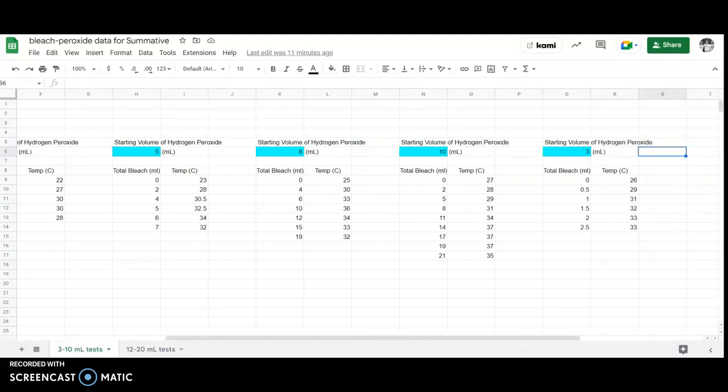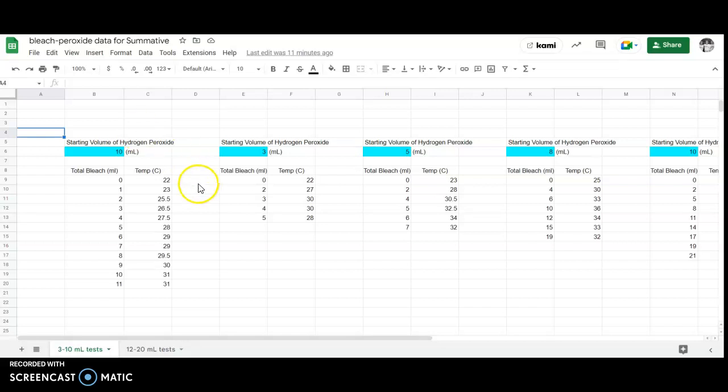Some volumes were repeated. Some volumes you just have one data point, but I'll let you decide what you want to do with that data, how much of it you want to use, and how you want to use this data to support the claim that you're making. So those are the 2 documents: the place where you'll do your writing and the data tables.